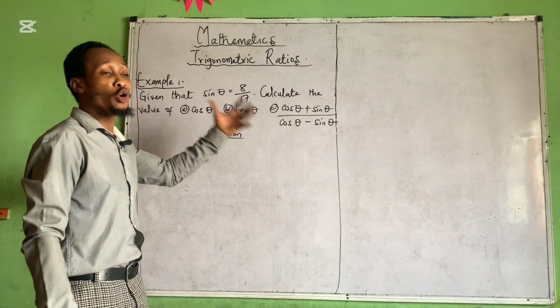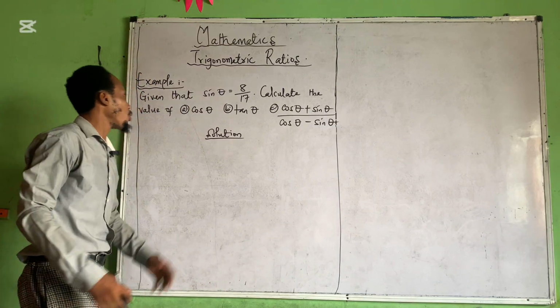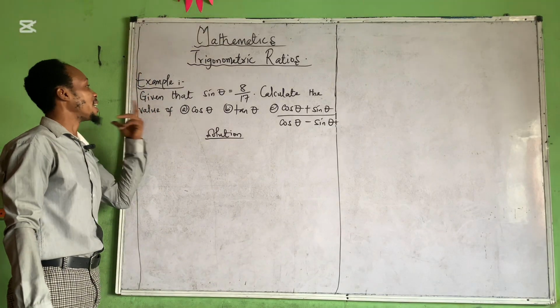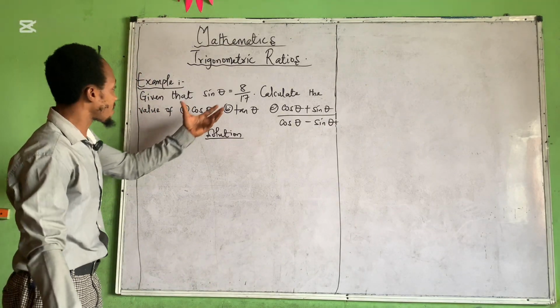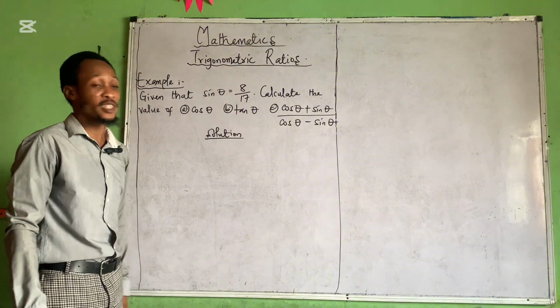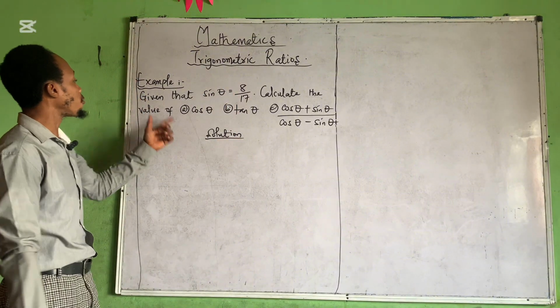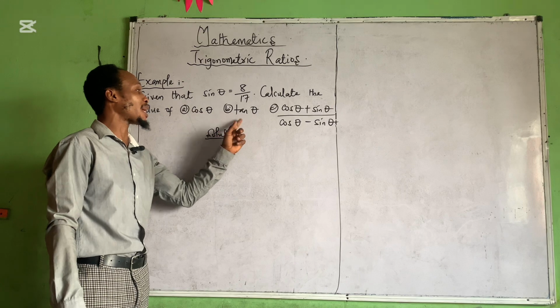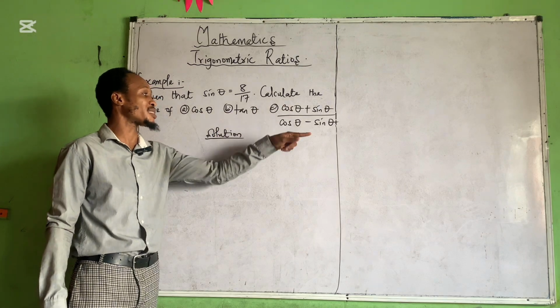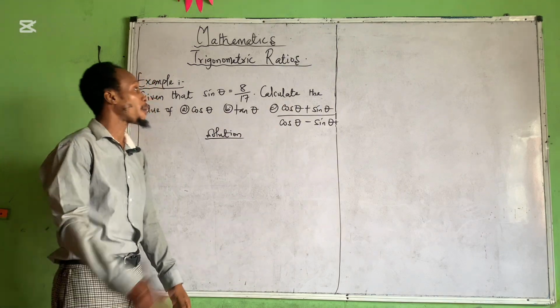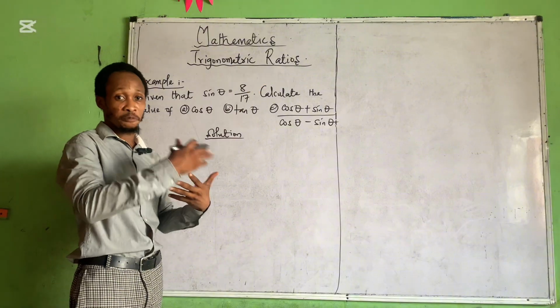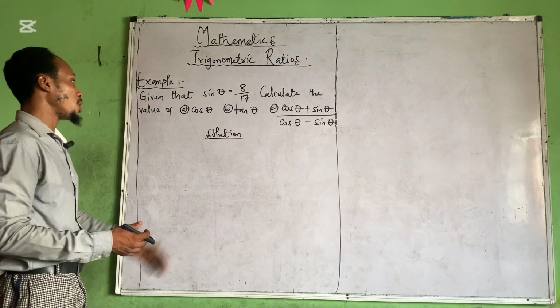Alright, so we have trigonometric ratios on the board. The example is, given that sine theta is equal to 8/17, calculate the value of A, cos theta, B, tan theta, then C, cos theta plus sine theta over cos theta minus sine theta. Remember, ratio means divide, so trigonometric ratios.